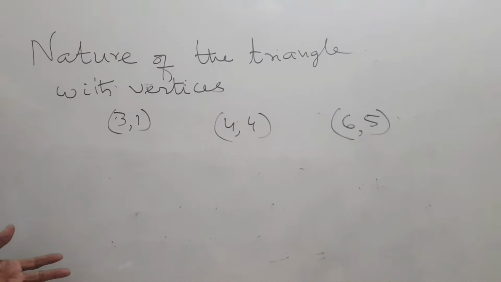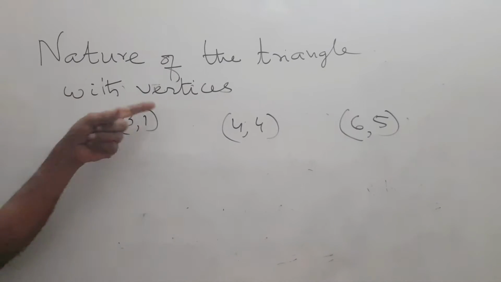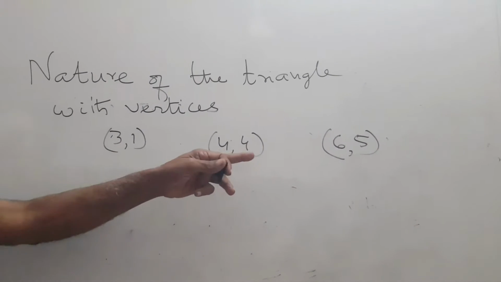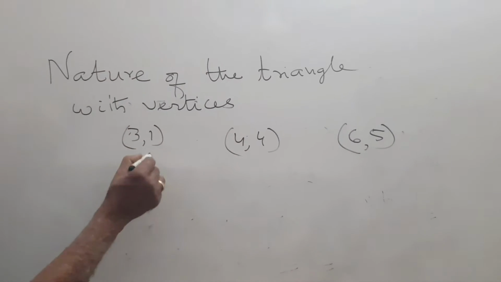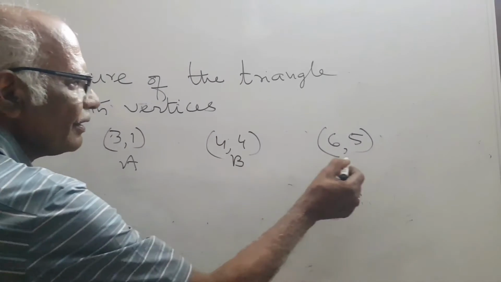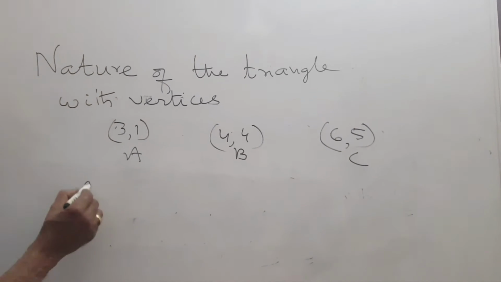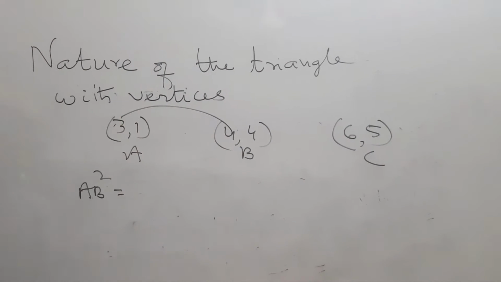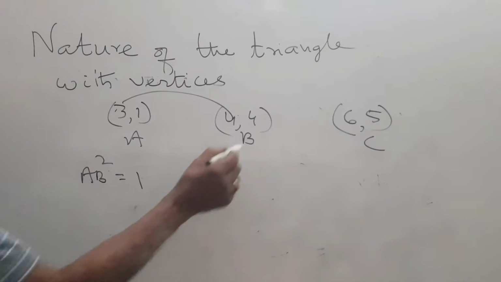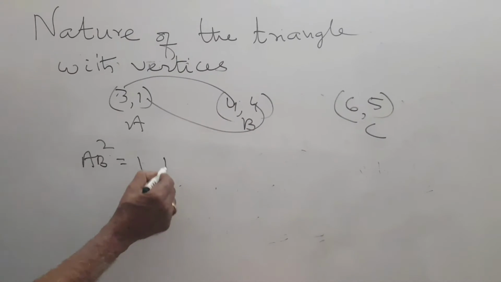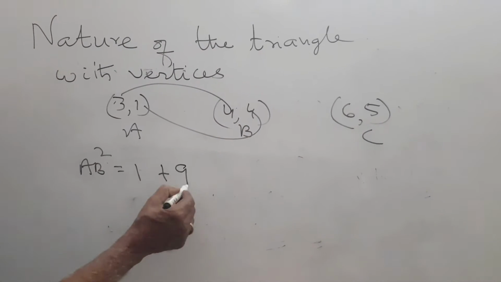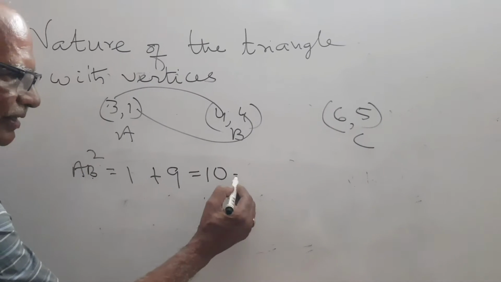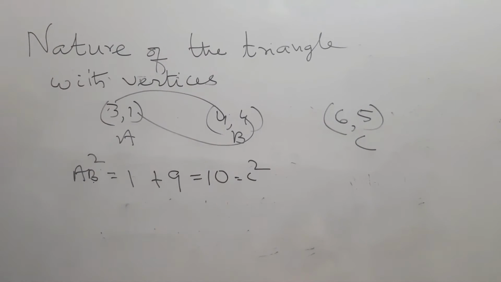Now we consider the nature of the triangle with the vertices (3, 1), (4, 4) and (6, 5). So A, B, C. AB square: 4, 3, difference is 1, so square is 1. 4, 1, difference is 3, square is 9. So you get 10. AB means c, so c square.